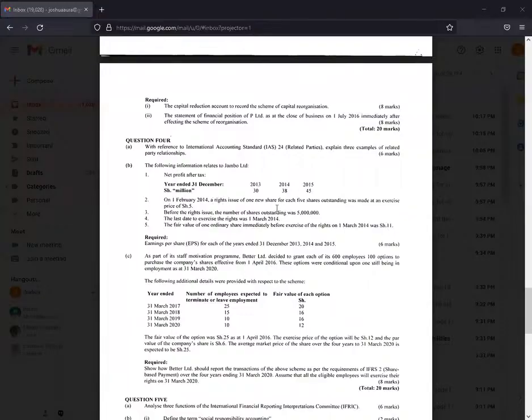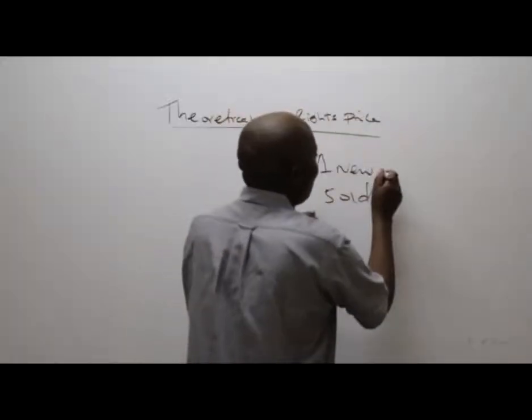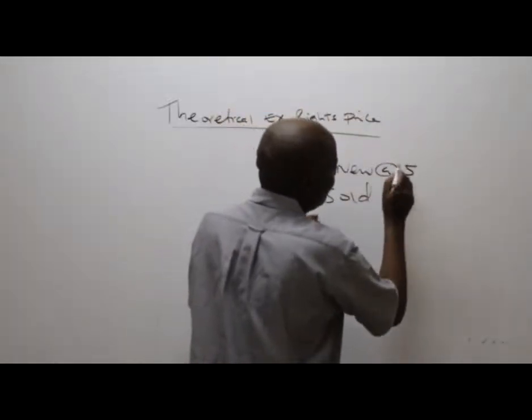So we have 1 new share for each 5 shares outstanding. So for each 5 old shares, 1 new share was made at an exercise price of 5. So the new share is to go for 5 bob. The new share is going for shillings 5.